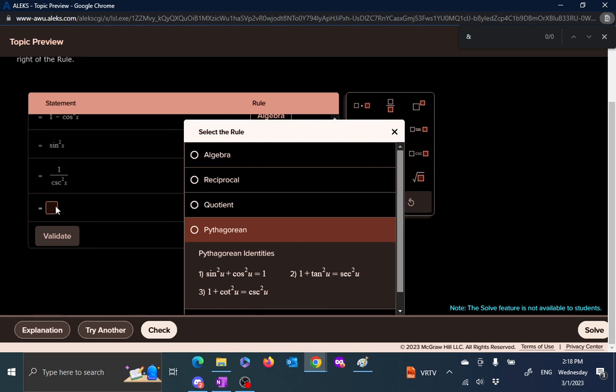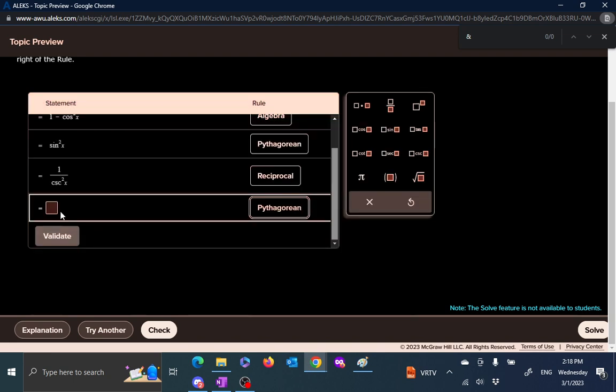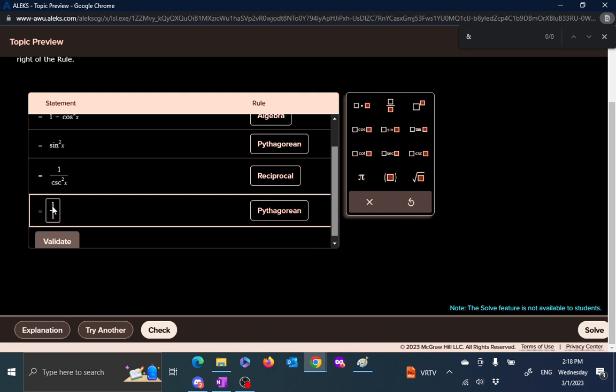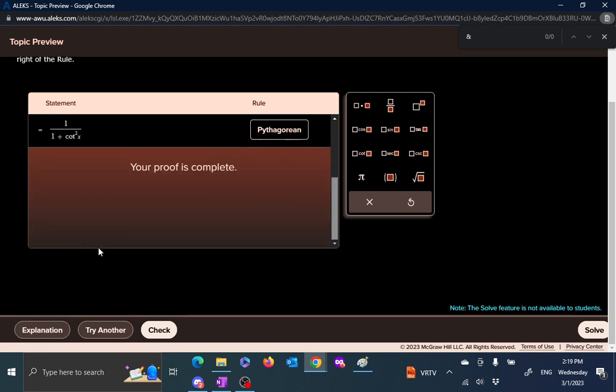So all I need to do is apply a Pythagorean identity. Let's choose that: 1 over 1 plus cotangent square of x, and validate. So we are all set, and then we can go to try another one.